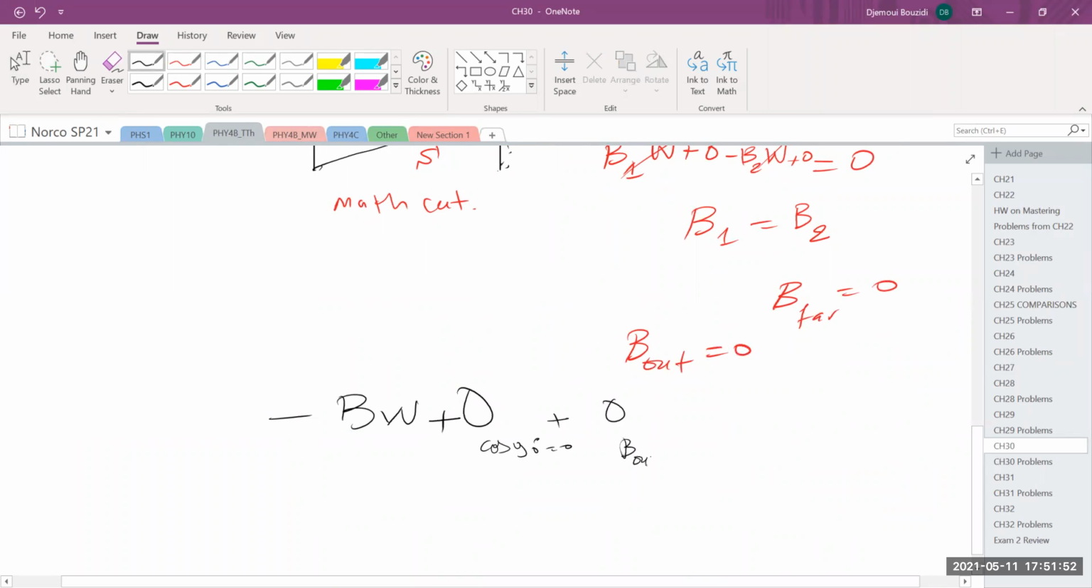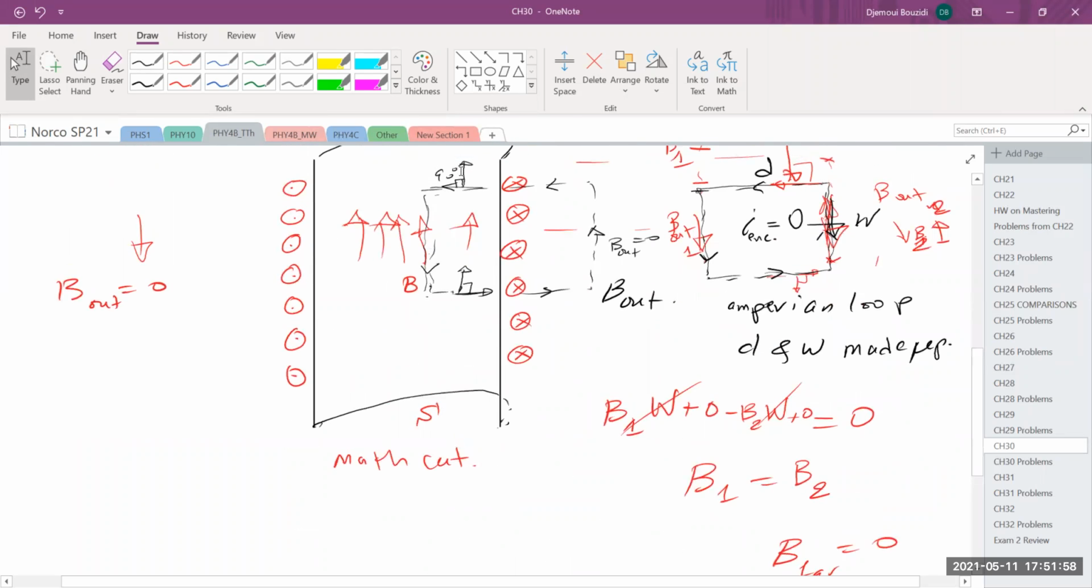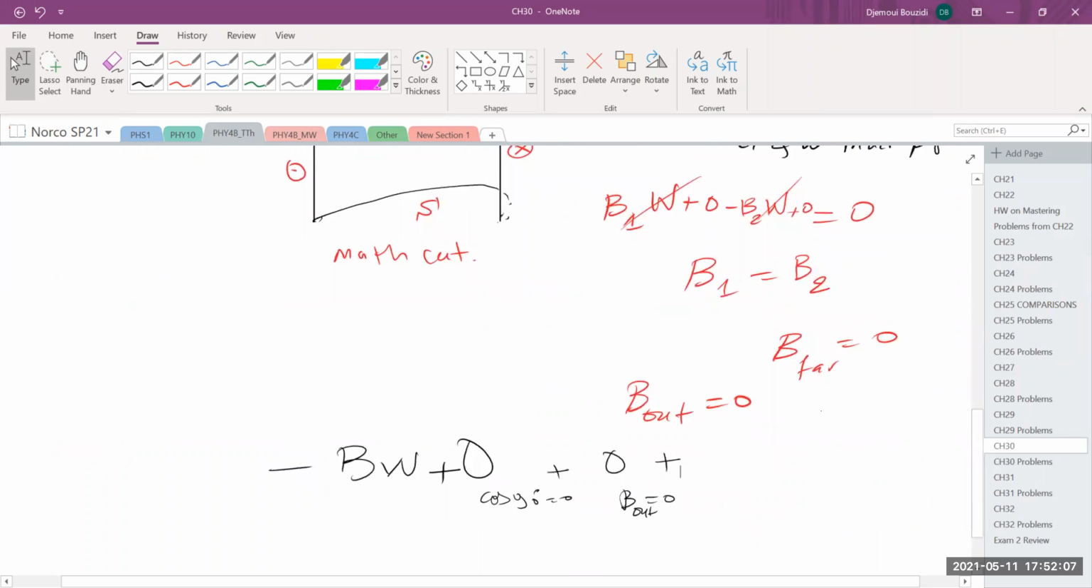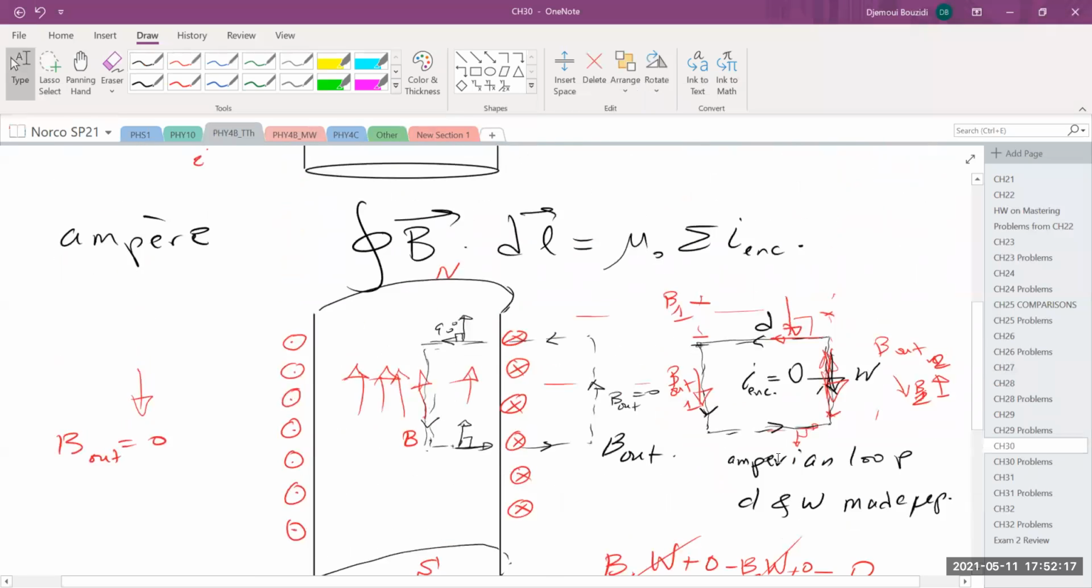Because B out, I just made the case for it, is 0. We're outside. Plus, the same thing in here: the vector B and the displacement, in this case for the circulation, is 0. So that is 0 because, again, the same reason, cosine of 270 degrees is actually equal to 0. Same thing, which is 90 degrees. That is equal to 0. This whole thing must be equal to mu naught times the current enclosed.